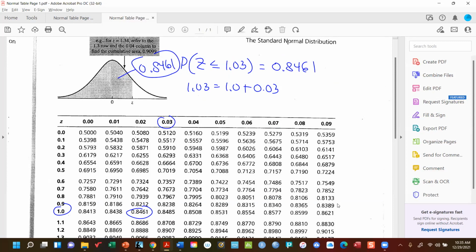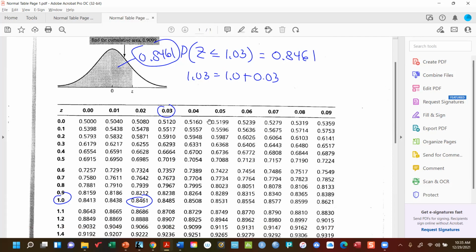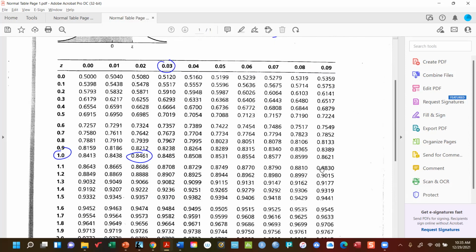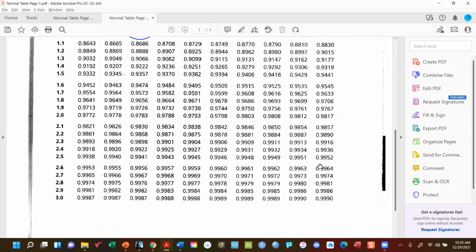So that's the basic logic behind these tables. We're looking for a cumulative probability, and the way we find it is by looking for the first two digits in the first column, and the last digit in the top row. The table only goes up to about 3.0-something because after that, the values are very close to 1.